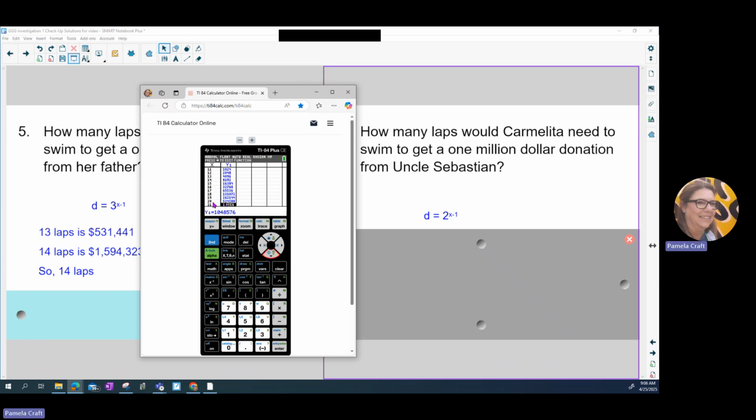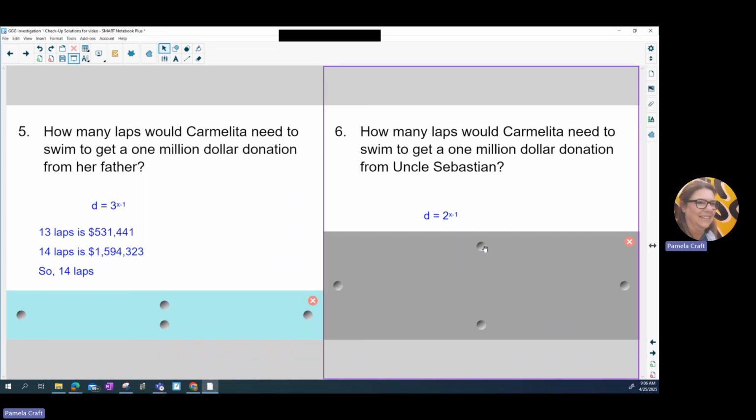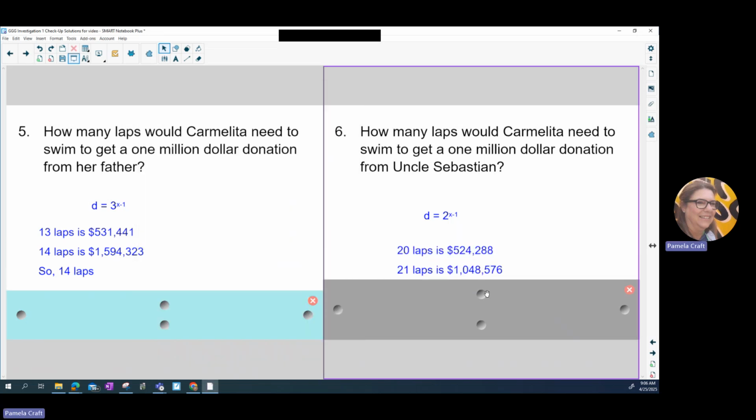So at 20, I can see we're already at 524,000. So when I double that, I'm just over $1 million at 21. So 20 laps is 524,000, and 21 laps is 1,048,000. So 21 laps to get $1 million.